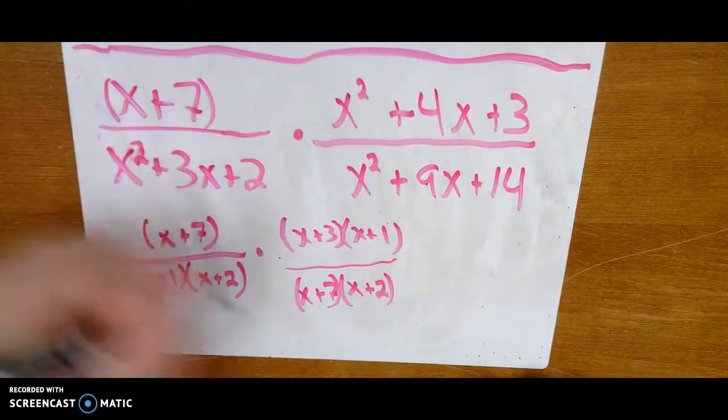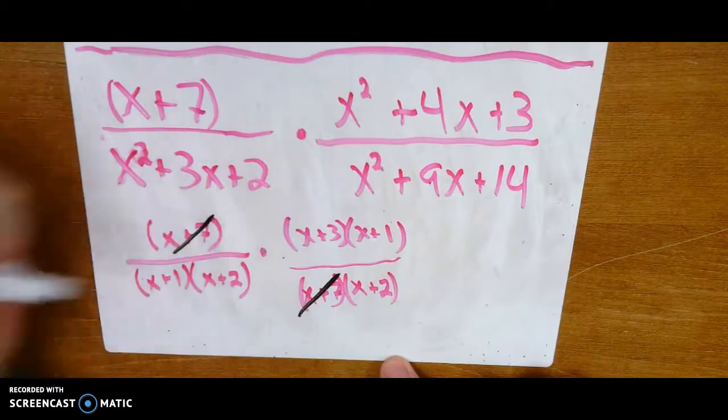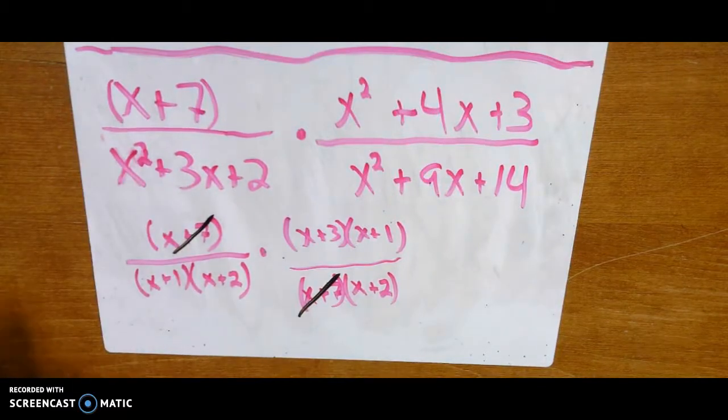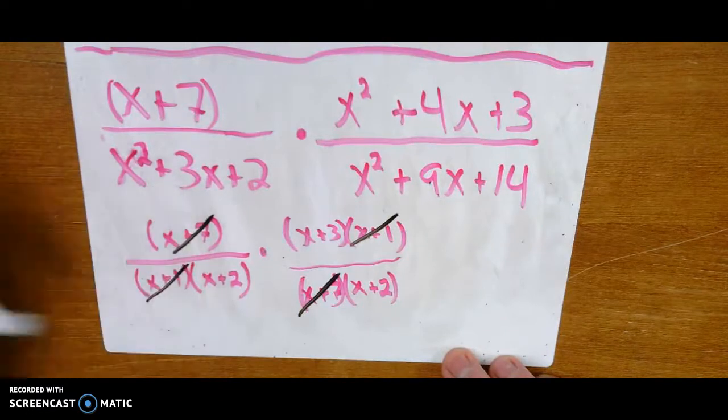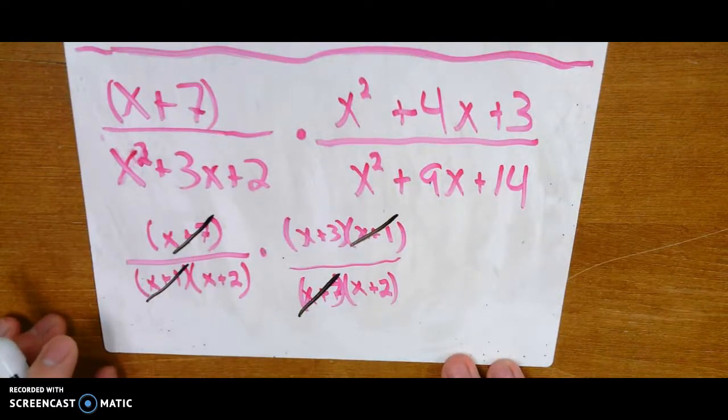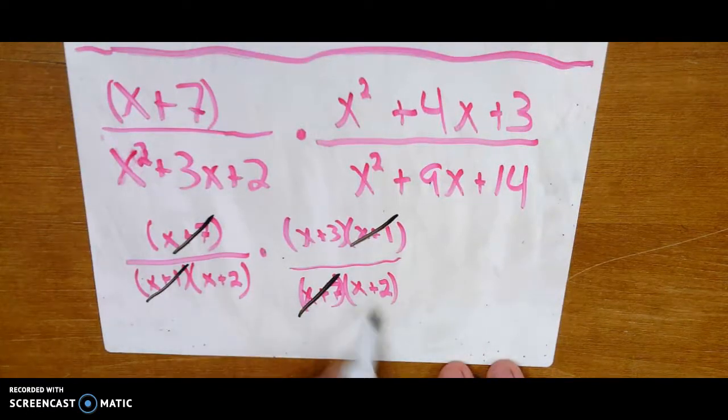X plus 7, I have another x plus 7 down below. Remember, we're canceling entire factors, not individual terms. Let's see, what else from the top can cancel at the bottom? I'm seeing an x plus 1 and an x plus 1. Now lastly, I'm seeing an x plus 2 and an x plus 2.